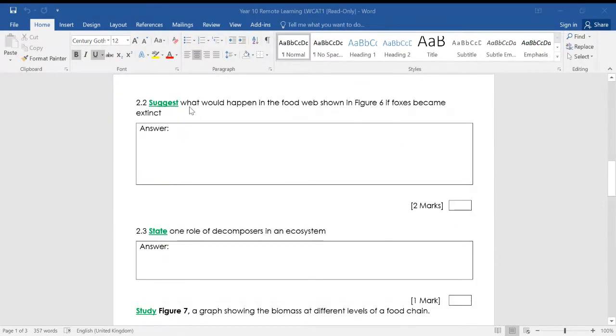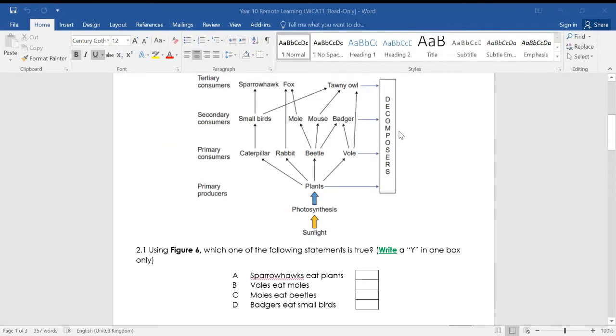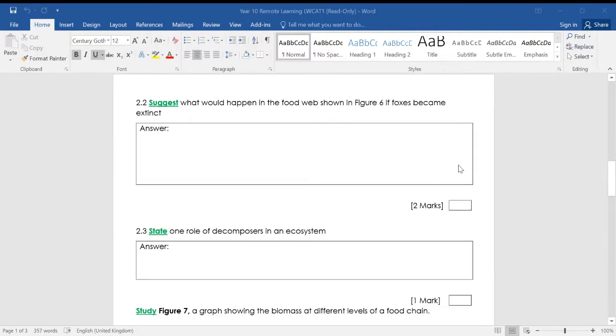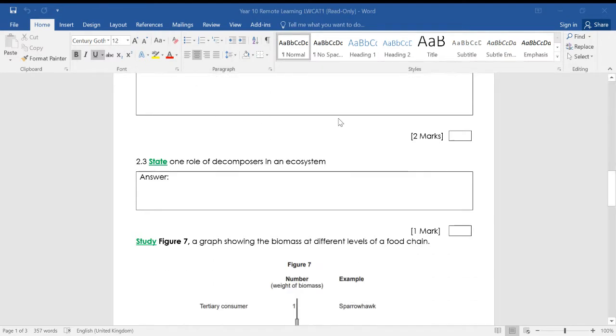Second question: suggest what would happen in the food web, shown in figure 6, if foxes became extinct. If we go back up here and have a look, you can see that foxes are at the top of that food chain. You want to think about what would happen to things further down if we removed foxes from that ecosystem. What might happen to moles or rabbits or beetles or plants as a result? Notice that it's 2 marks, so you want to try and say 2 points. Think about one thing, and then a knock-on effect of that, in terms of what would happen if we remove foxes from the ecosystem.